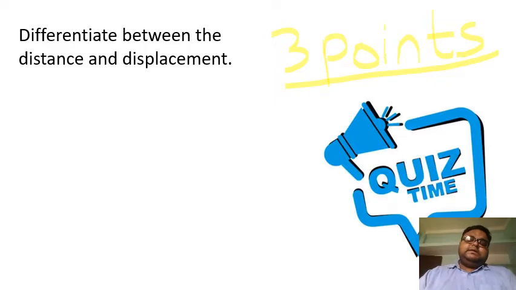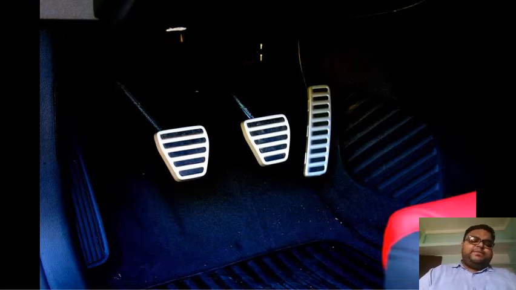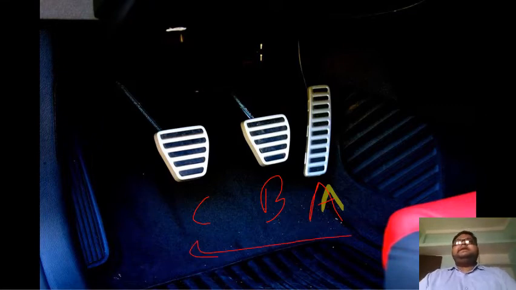Okay, students? Right. Now let's proceed ahead. Students, while you are in a car, you might have seen these pedals, isn't it? One pedal is for the accelerator. I'll write it here. This is for the accelerator, this is for the brake, and this is for the clutch, right? So this is the ABC of the car, right, students? So what happens when you press the accelerator in the car?